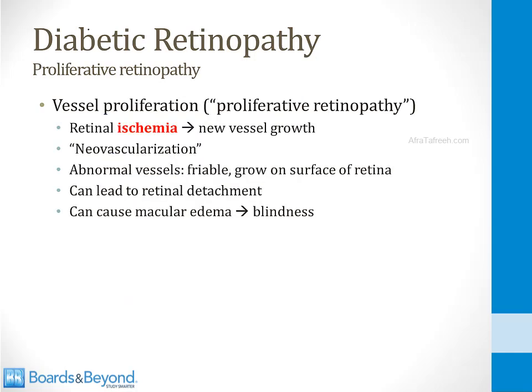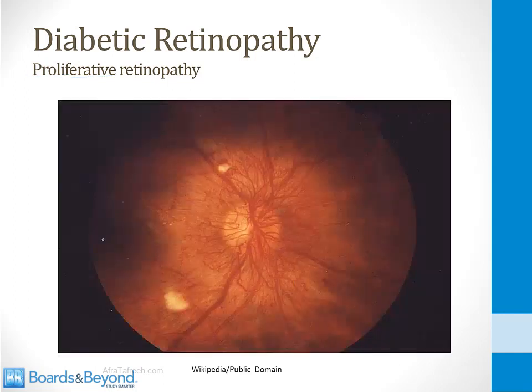The other type of diabetic retinopathy is called proliferative, and it gets its name because in this form of retinopathy there is vessel proliferation. This is caused by retinal ischemia, which drives new vessel growth. This is called neovascularization. You might think that new vessels are a good idea in the setting of ischemia. However, the vessels are abnormal, they're friable, and they often grow on the surface of the retina and can cause damage. They can lead to retinal detachment, which we'll talk about later in this module. They can also cause macular edema, which, as we just discussed, can lead to blindness. And this is a fundoscopic image of proliferative retinopathy. Notice the proliferation of small blood vessels in the retina.